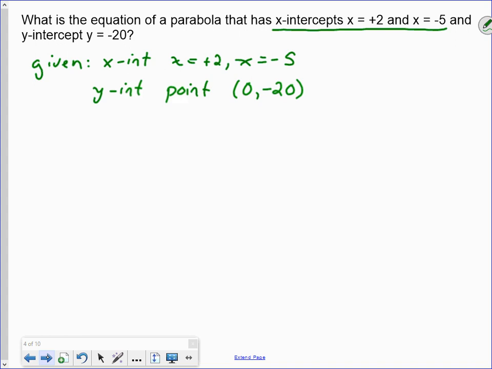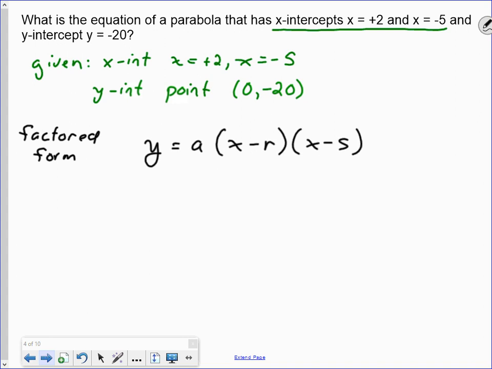because the y-intercept occurs where x is equal to 0. Now, if I'm given the x-intercepts, the starting point for finding the equation of the quadratic, or the equation of the parabola, is going to be that x-intercept form. So I'm going to start from factored form. Y equals a, x minus r, x minus s is my starting point.